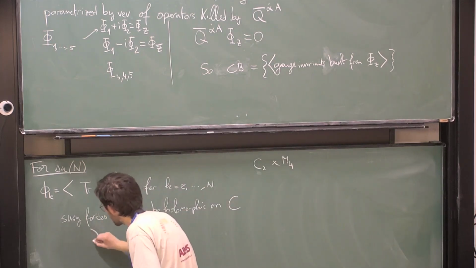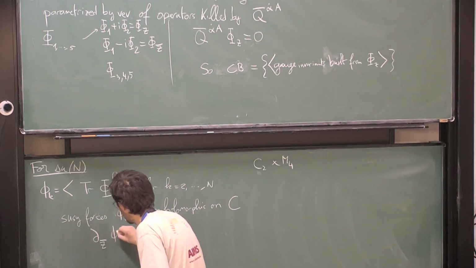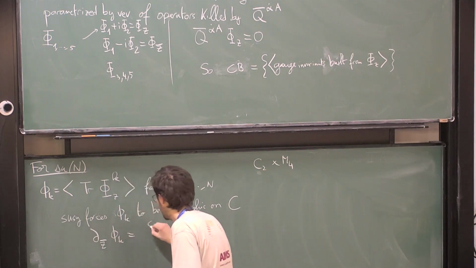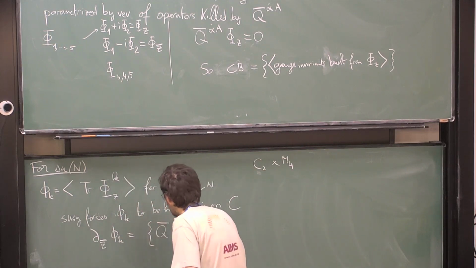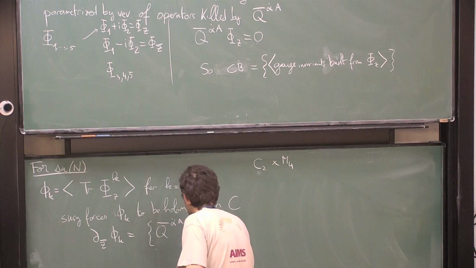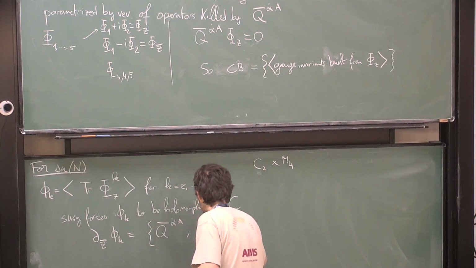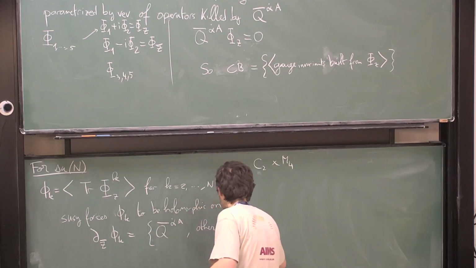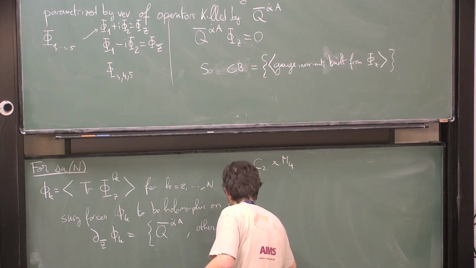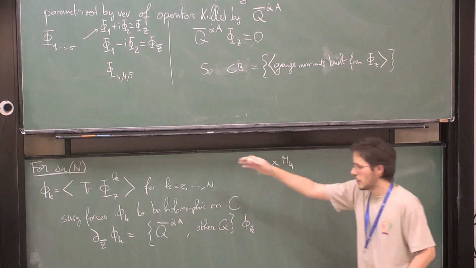supersymmetry, essentially because dz bar of phi k can be written as an anti-commutator of these supercharges with some other Q, and this kills the operator basically.